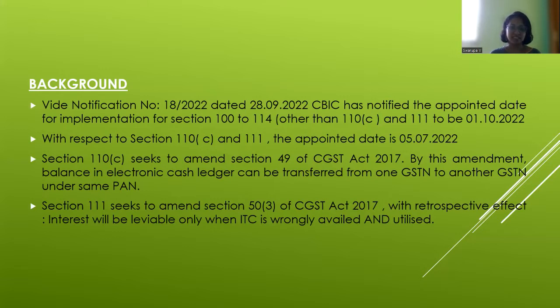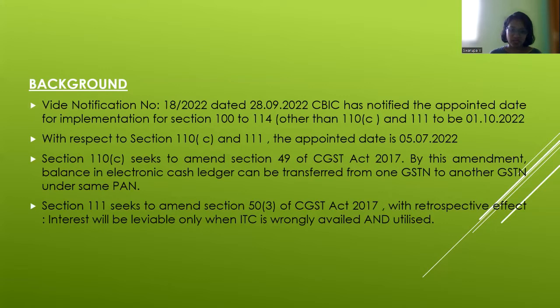Section 110C seeks to amend Section 49 of the CGST Act 2017. By this amendment, taxpayers are now allowed to transfer the balance in the electronic cash ledger from one GSTN number to another GSTN number under the same bank. This provides a lot of relief to taxpayers for an easy transfer of balance in the electronic cash ledger. But this is possible only when there is no unpaid liability in the GST number from where the transfer is made.